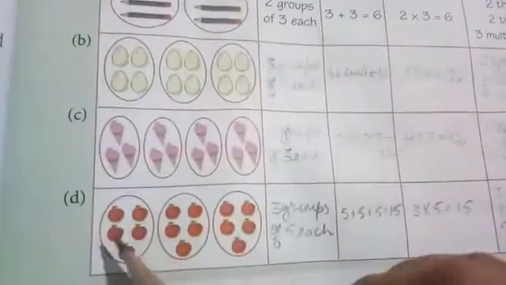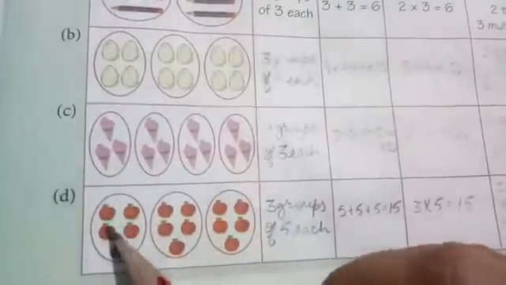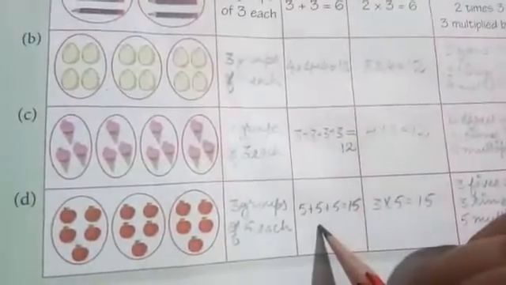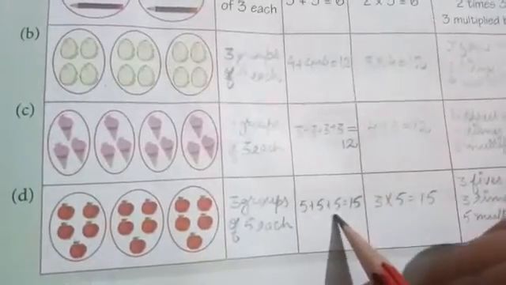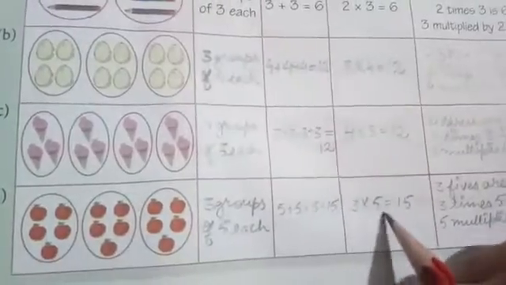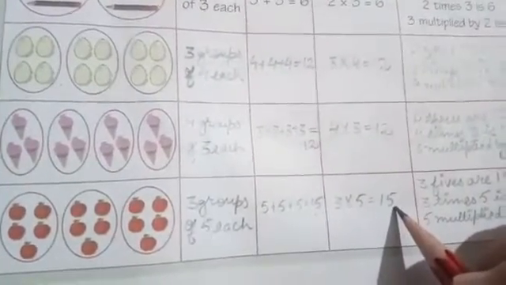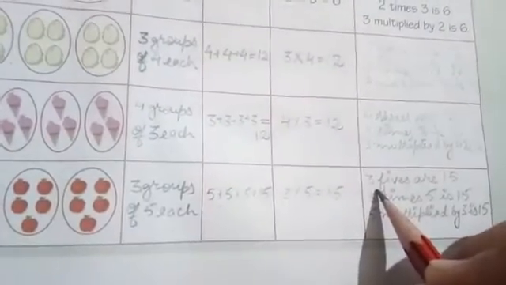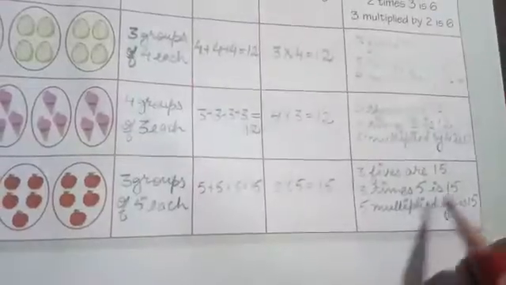And in D, there are 3 groups of 5 each, so we have written 3 groups of 5 each, and 5 plus 5 plus 5 equals 15. 3 into 5 equals 15 in the multiplication form, and in the read form we will write 3 fives are 15, or 3 times 5 is 15, or 5 multiplied by 3 is 15. Now let us move to our next question, question number 2.